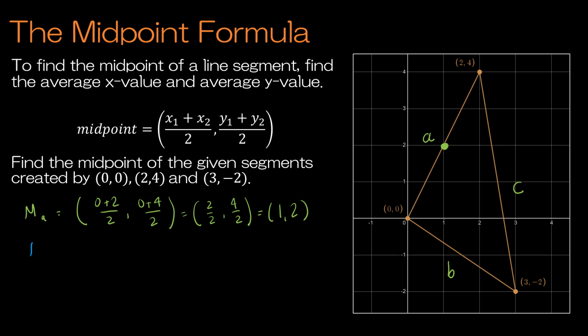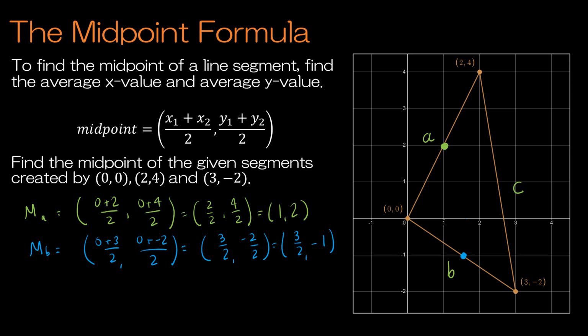Let's repeat for B. For B, I'm going to take 0 plus 3 divided by 2, and 0 plus negative 2 divided by 2. That gives me 3 halves, negative 2 halves, which of course is 3 halves comma negative 1. So 3 halves would be 1.5, and then negative 1, that would be my midpoint of B.